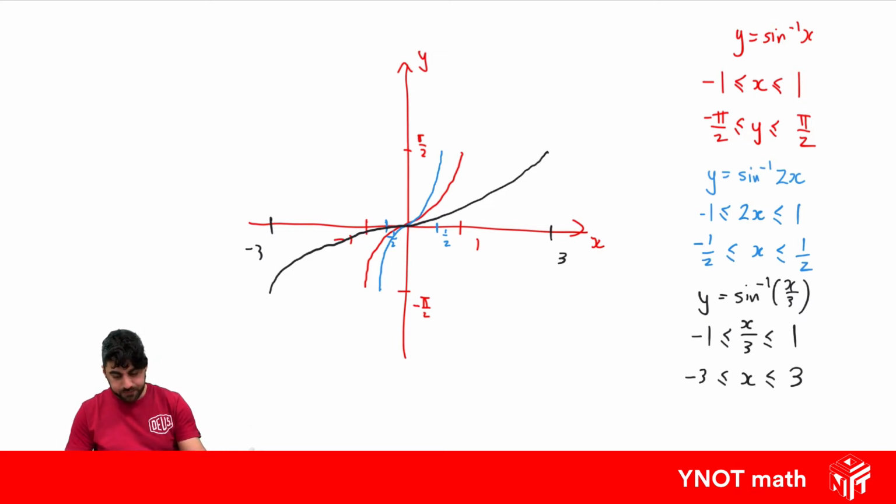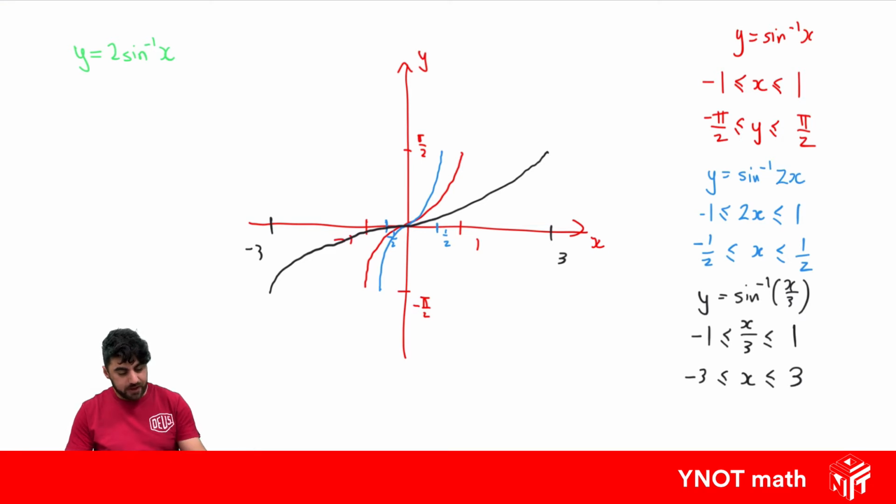Finally, let's look at y equals 2 multiplied by inverse sine of x. This time we're not changing the domain at all, because we still just have x here, but the whole function is being multiplied by 2. So if we're multiplying all of the inverse sine of x by 2, you would want to do the same thing to your range.